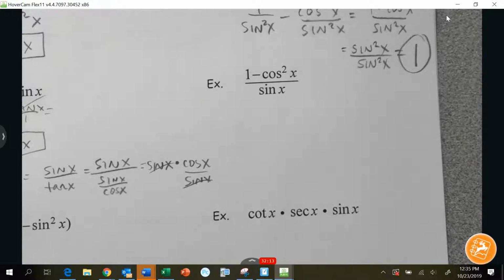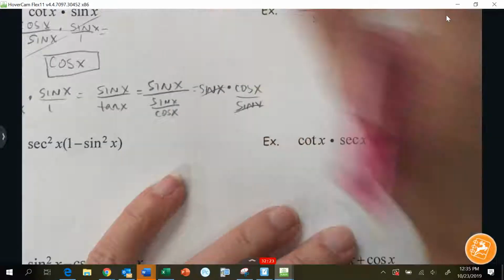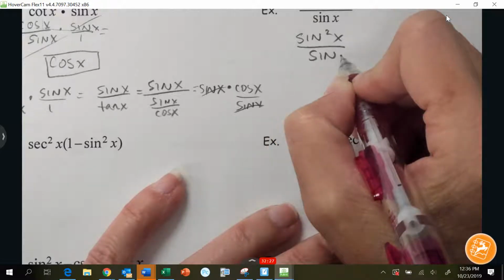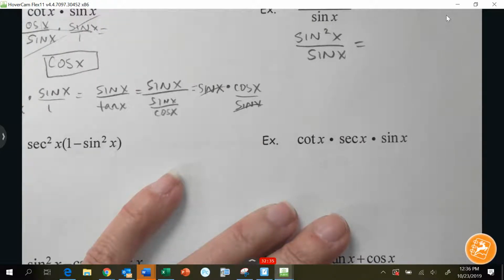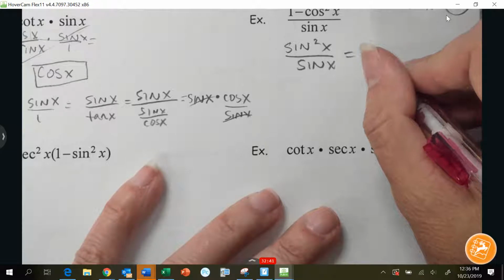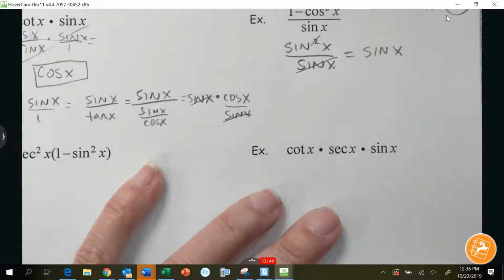For the first one, you can use sine squared on top. 1 minus cosine? Oh yeah, didn't we just do that like 4 times today? Okay. So sine squared x over sine x. And then what happens? Kate, what cancels? One of the sine x's cancels, so we end up with just sine x on top. One of them cancels from the top, the whole bottom one cancels. We get sine x.